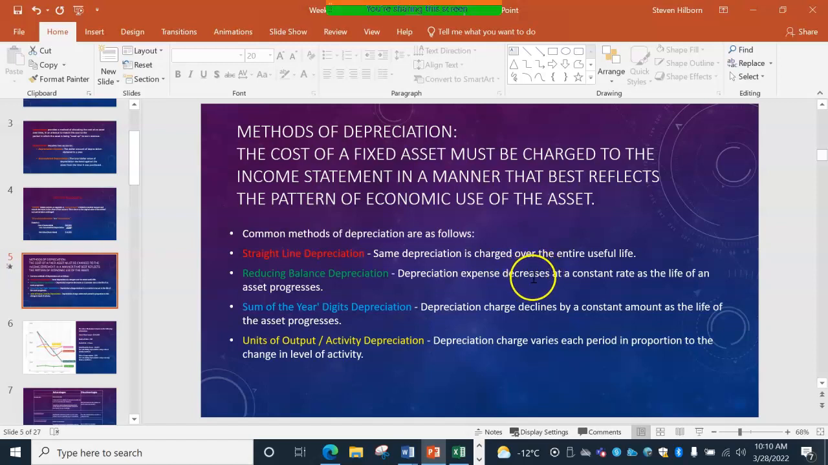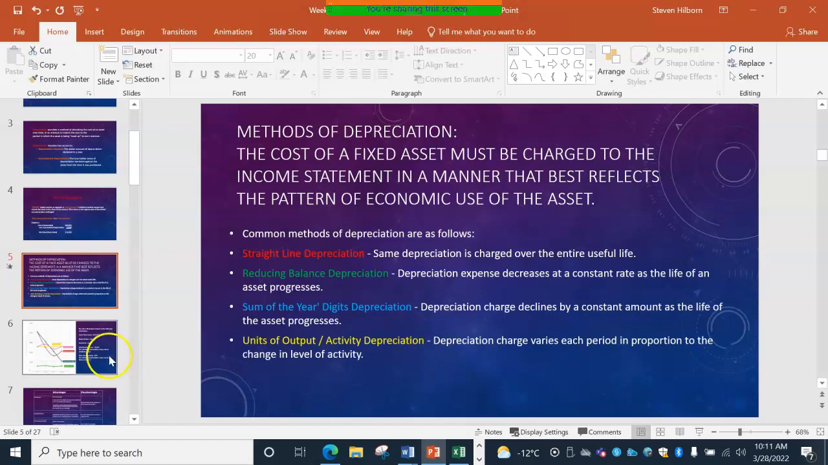So this could be like it depreciates 10% every year, whereas in this one right here it can depreciate $5,000 every year. With the sum of the year's digits, depreciation declines by a constant amount as the life of the asset progresses. And the units of output, which we'll also be looking at, charges vary each period in proportion to the change in the level of activity. We are a seasonal business. We have busier years and less busy years. I bet during COVID, a lot of the resorts and hospitality areas didn't receive as much business, and therefore probably wouldn't have depreciated their things as much.